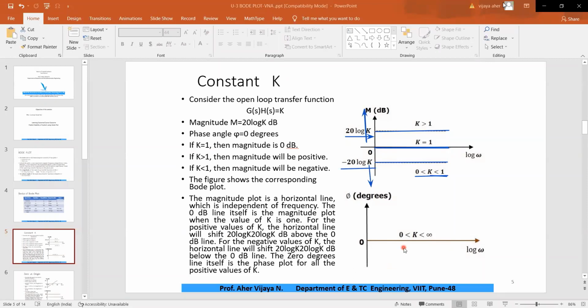Got my point? So you can write like this, your K is varying between 0 to infinity. That means all the positive values of K, you will get degree is equal to 0. So this is the phase plot. The 0 degree line, this is the 0 degree line. On y axis I have taken phi in degrees. So at this point I am having 0 degree. Okay, so this 0 degree line itself is the phase plot for all the positive values of K, means greater than 0. Got my point? And this is nothing but your phase plot.